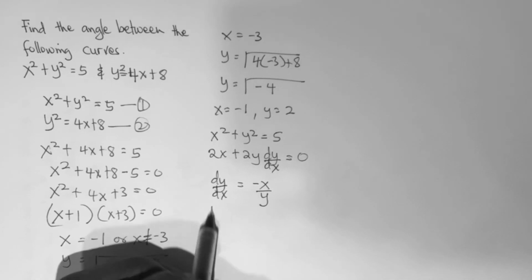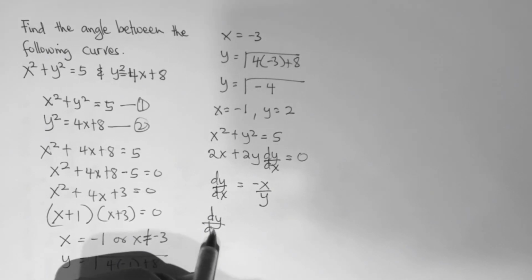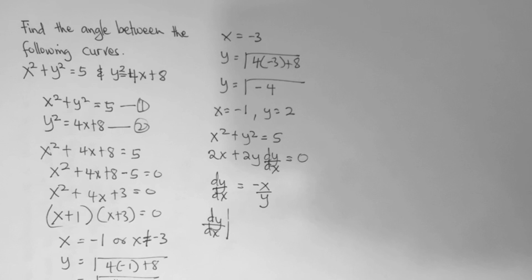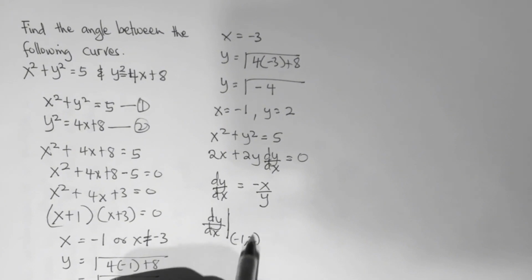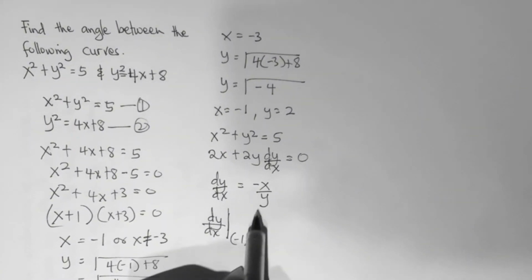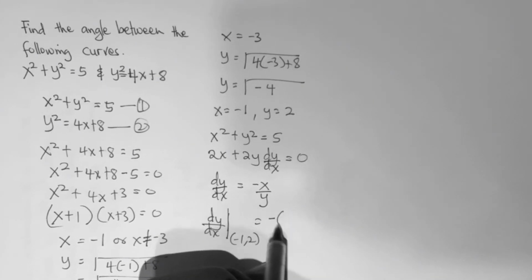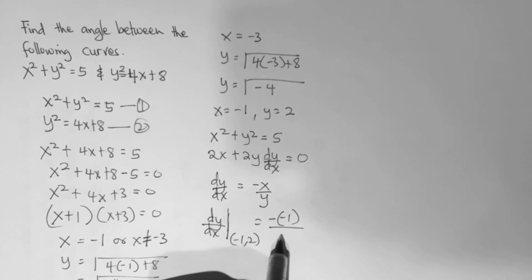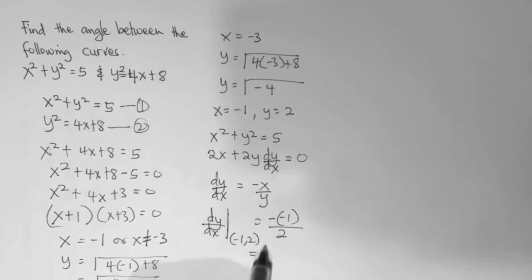So now, let's find dy dx evaluated at that point of intersection, which is minus 1 and 2. So dy dx evaluated at minus 1 and 2 is equal to, wherever you see x here, you put minus 1, and wherever you see y, you put 2. So it becomes minus of minus 1 divided by 2, and that is equal to 1 over 2.